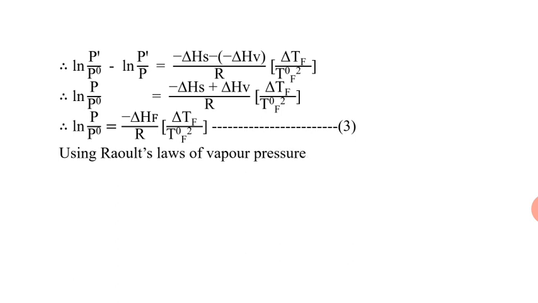Using Raoult's law of vapor pressure, we get relative lowering in vapor pressure, that is P0 minus P by P0 is equal to x2. So now we have to subtract the left hand side and the right hand side from 1. We get 1 minus P0 minus P upon P0 is equal to 1 minus x2.